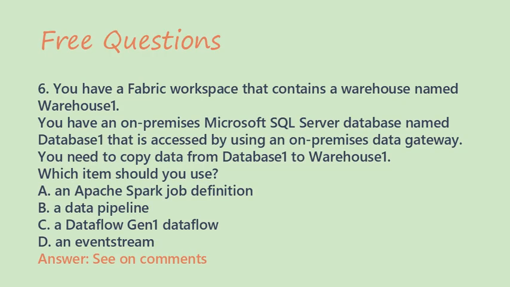6. You have a Fabric workspace that contains a warehouse named Warehouse 1. You have an on-premises Microsoft SQL Server database named Database 1 that is accessed by using an on-premises data gateway. You need to copy data from Database 1 to Warehouse 1. Which item should you use? A. An Apache Spark job definition. B. A data pipeline. C. A Dataflow Gen 1 Dataflow. D. An event stream.